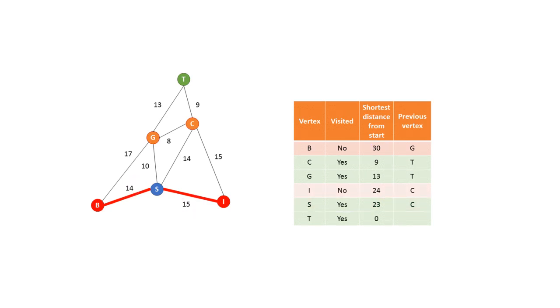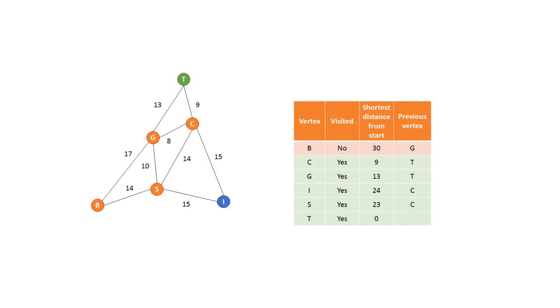Looking down our array we can identify that the next unvisited node with the shortest distance is going to be I with 24. So I is the next node we consider. Now I is not connected to any nodes that we haven't already visited, and therefore we can simply update it as visited.